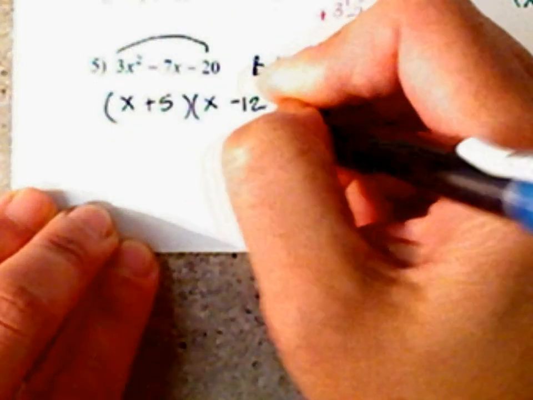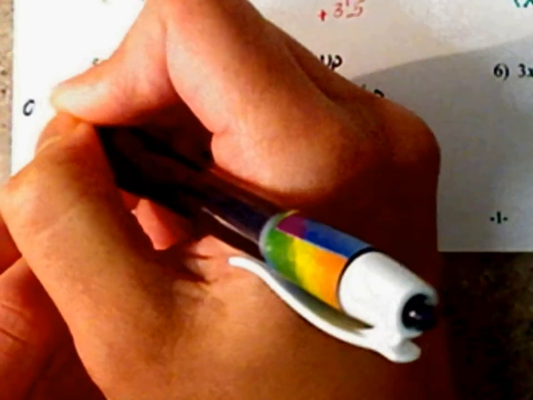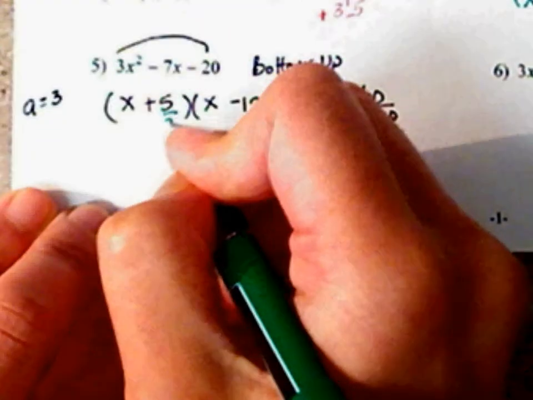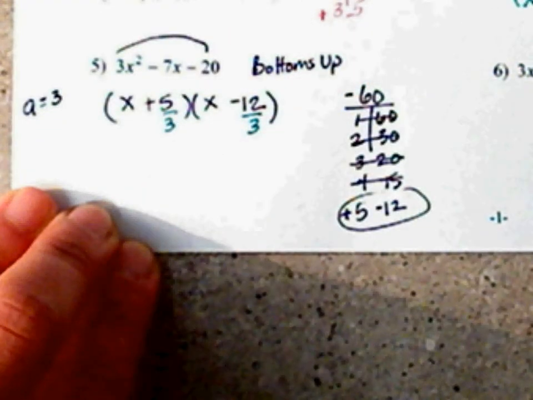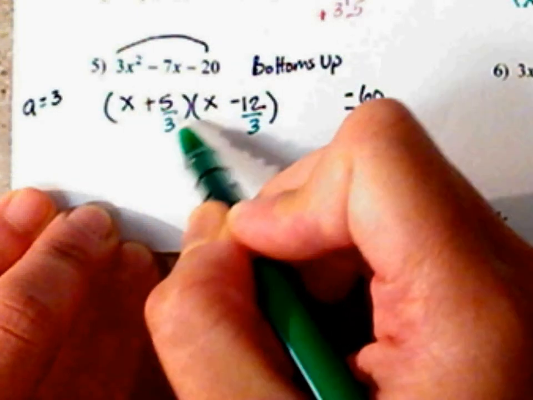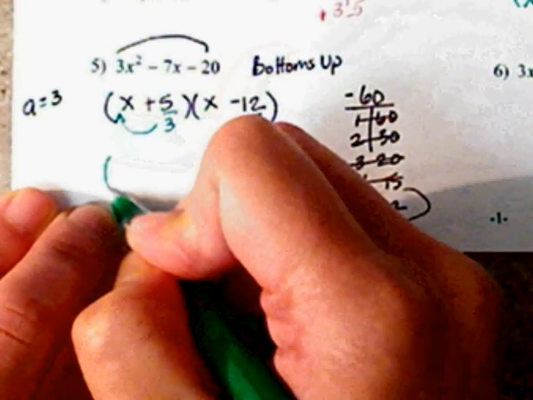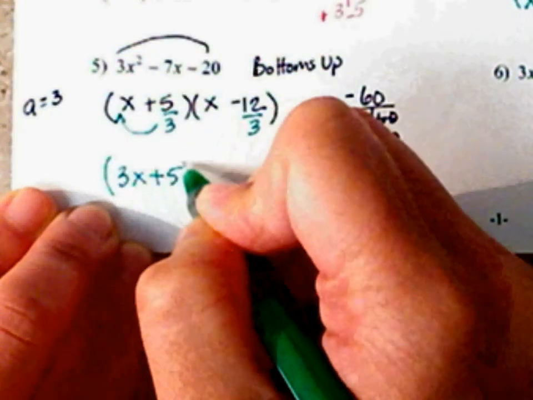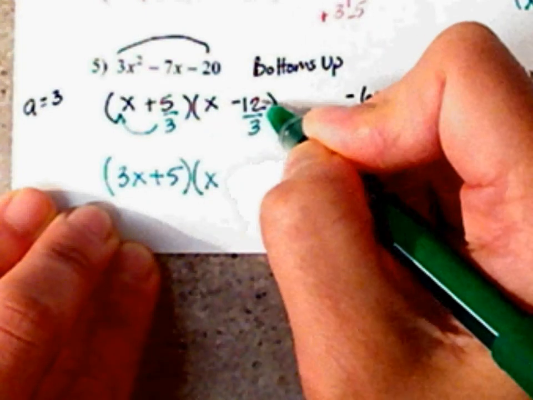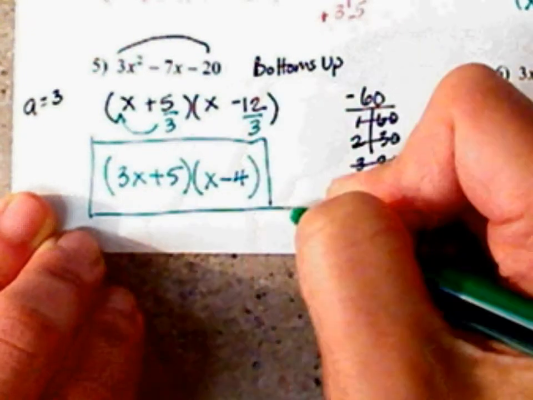Now, on the other two, your A was a 1, but here your A is a 3. So you're going to divide each one of these by a 3, because your A is a 3. Now take a look at that first factor. Can I simplify 5 over 3? No. Since I can't, I'm going to move it to the bottom. So you got 3x plus 5. Take a look at the next one. What's negative 12 divided by 3? Negative 4. And there's your bottoms up method. Okay?